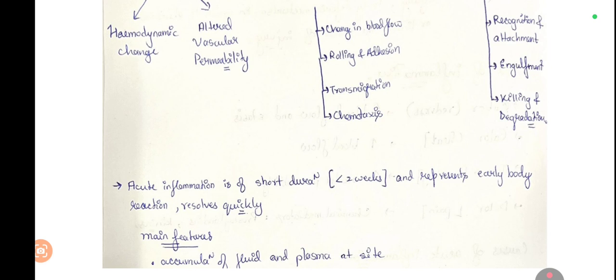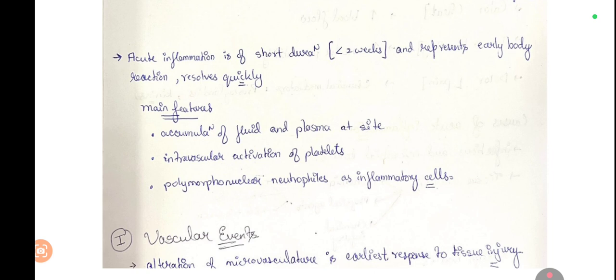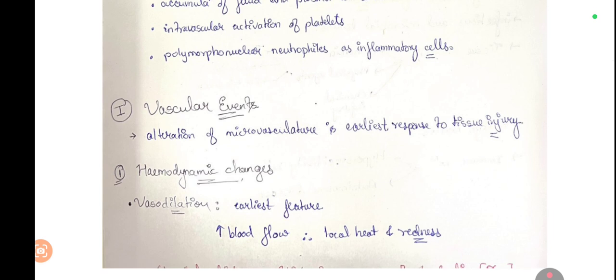Acute inflammation is of short duration, less than 2 weeks, and represents early body reactions that resolve quickly. Main features: accumulation of fluid and plasma at the site, intravascular activation of platelets, polymorphonuclear neutrophils as inflammatory cells. So first we will read broadly about vascular events. In vascular events, alteration of the microvasculature is the earliest response to tissue injury.